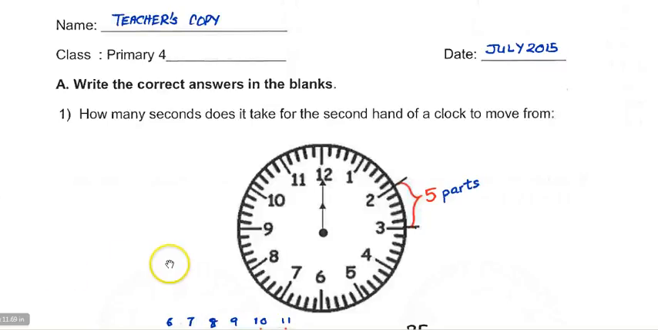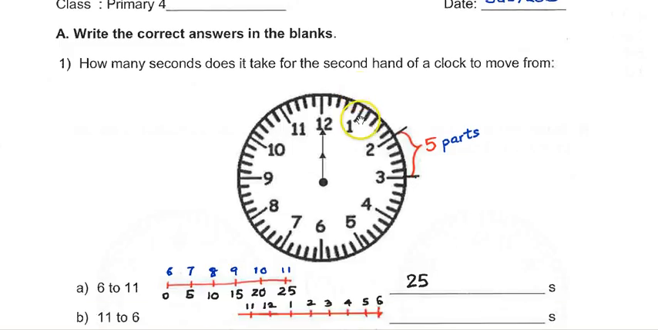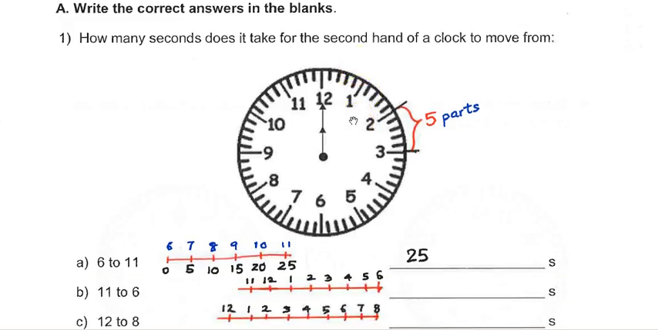Okay, we do a worksheet on this, corrections on this time worksheet 11.1. Now this is the clock face, a 12-hour clock face. If it goes 2 rounds, it means it becomes a full day clock, right? 24 hours clock face. Now if you look over here, each digit from 2 to 3, for example, is divided into 5 parts.